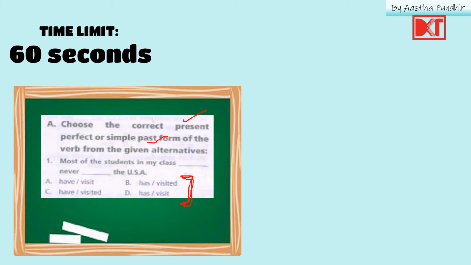Let's see. Most of the students. This is plural. So for plural we use have and never. Again, here we will use the V3 form of visit. What is the V3 form? Visited. So the answer is: most of the students in my class have never visited the USA. C.